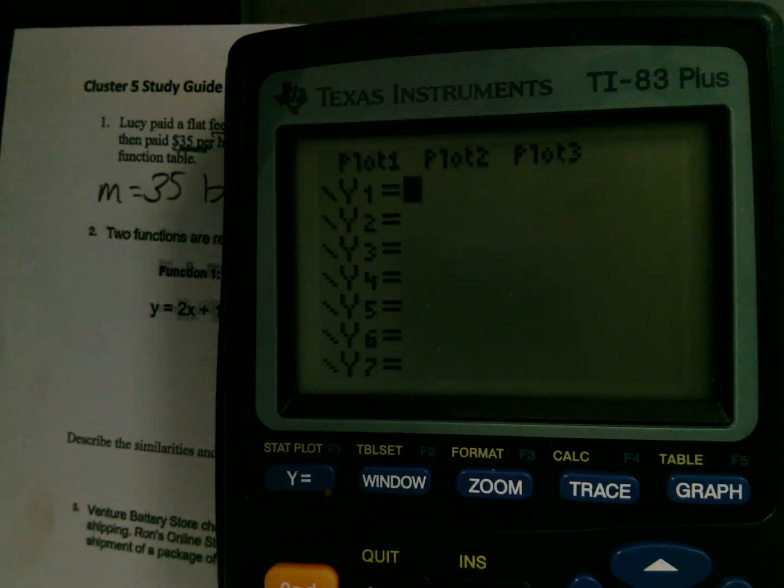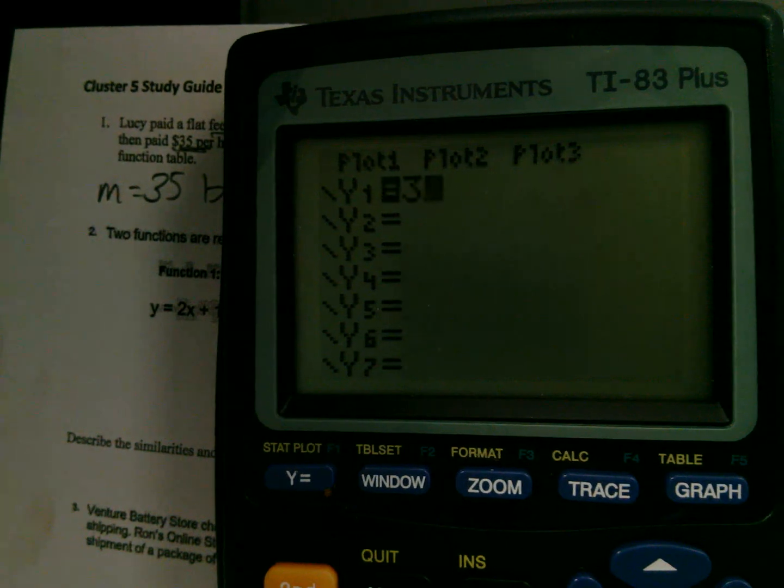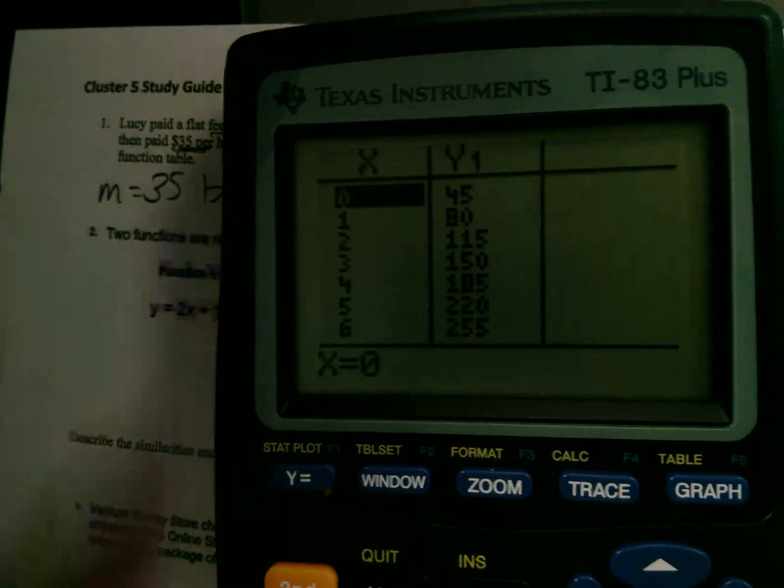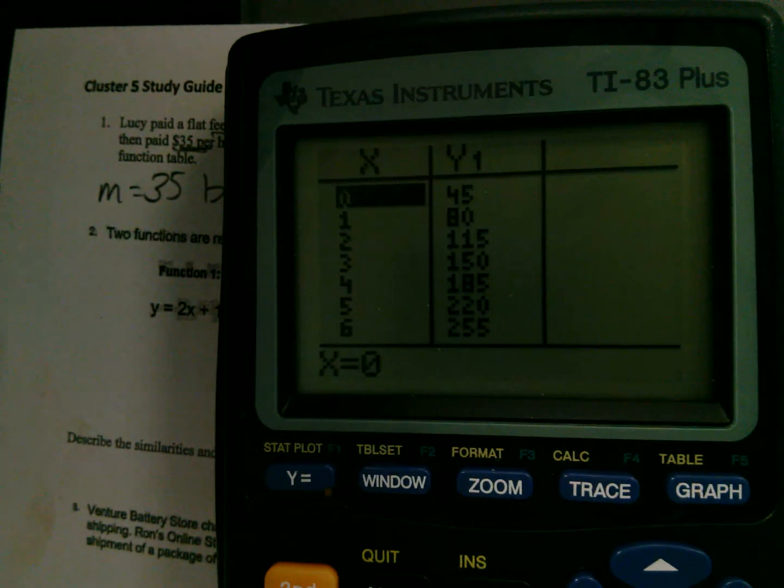35x plus 45. Now let's view the function table. Does anybody remember how to view the function table? Press second graph, and there's the function table. So if you forget how to create the function table, all you've got to do is do that.